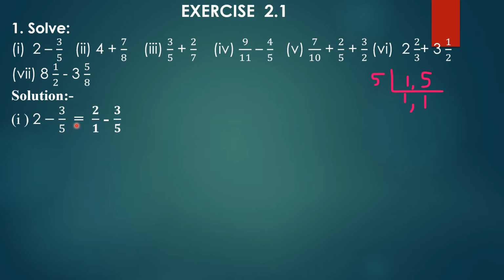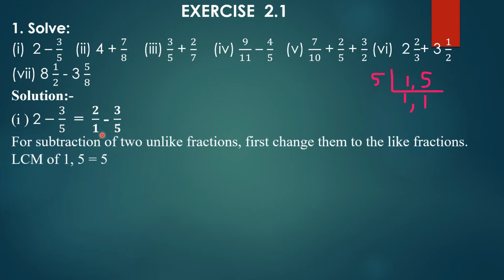Therefore what we have to do? To write down in the numerator and divided by 1. 2 by 1, it is nothing but 2. Therefore 2 can be written as 2 by 1 minus 3 by 5. Now is it possible to do the subtraction? It's not possible, because the denominators are different. The denominators are different, meaning these two are unlike fractions.